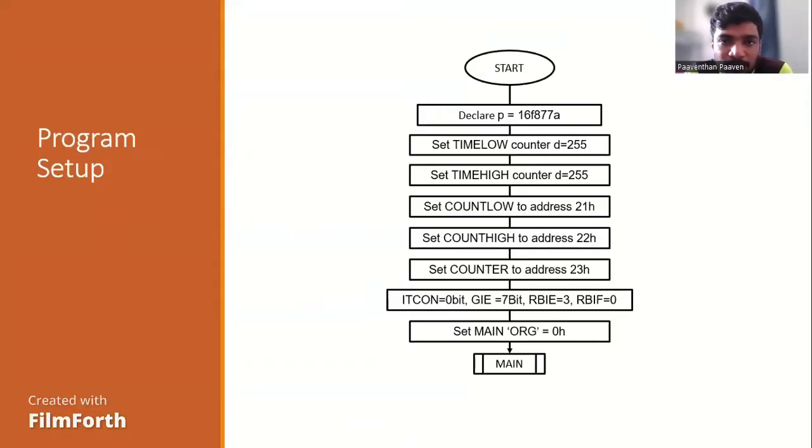Okay, for the program setup, when the program starts, the PIC16F877A is declared, then set time low and set time high counter to 255, and then set count low address to 21H, set count high to address 22H, and then set counter address to 23H. So the bit 0, GIE bit 7, RB interrupt is 3, and then RBIE is 0, then set my main org to 0H, then the main.